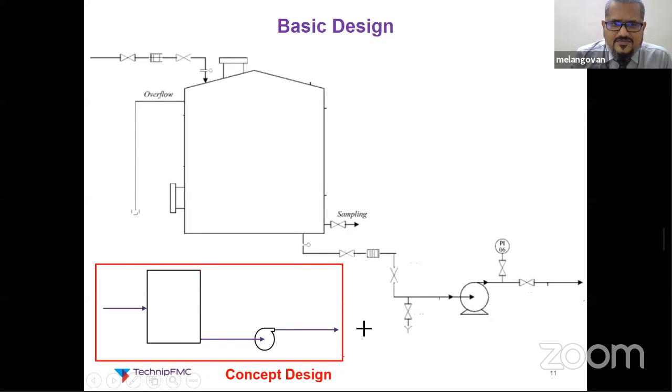Now you can see the difference, how the project has progressed in terms of design. In the concept, we have only the inlet line, the rectangle box and the pump. Now we have a number of improvements to the design. We have decided the tank type will be a simple cone roof tank, and we have added a number of lines and attachments. So this is how the project developed from the concept stage to the basic engineering.